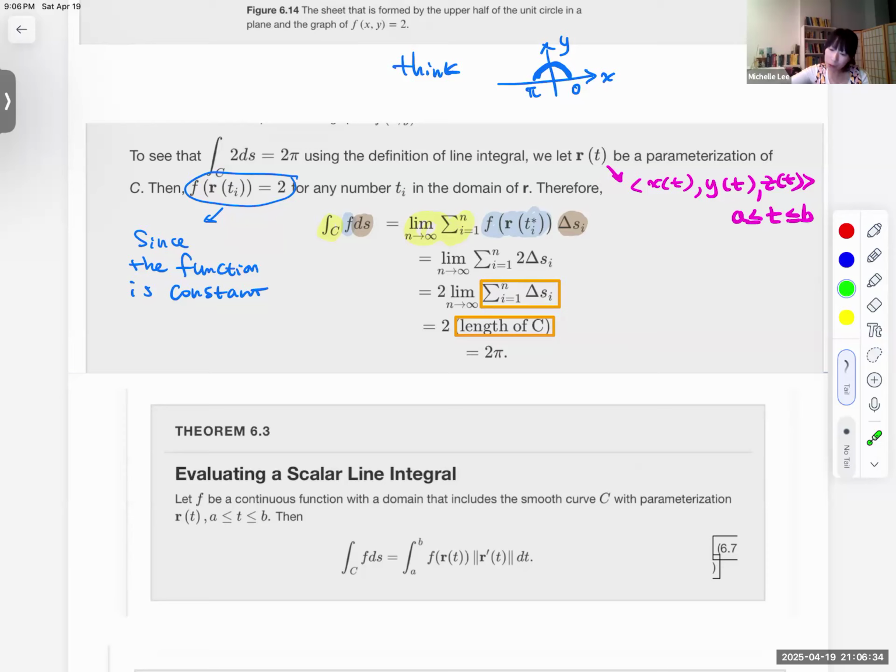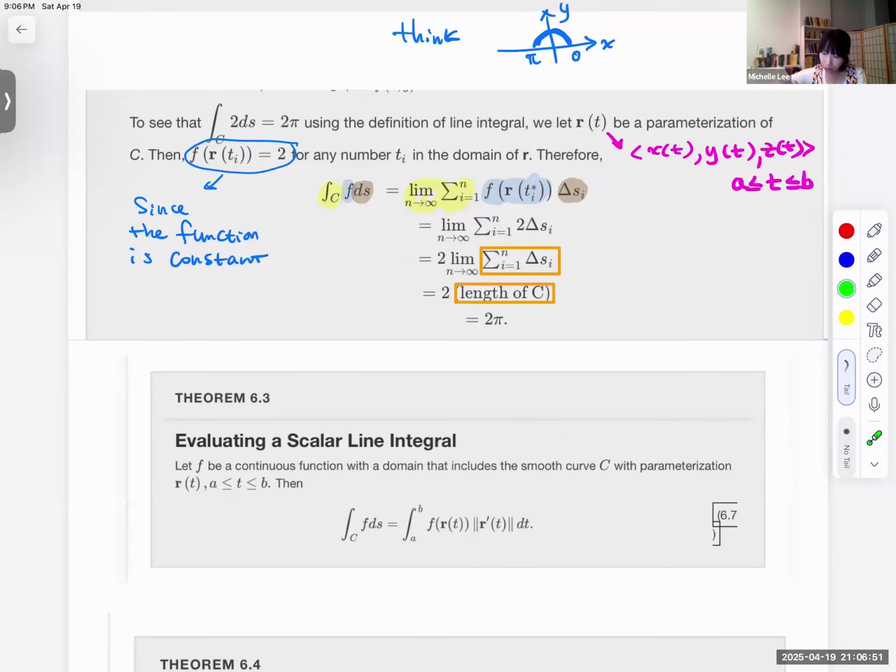Let's take a look at theorem 6.3. If we do a Riemann sum, it's always very difficult and a lot of work. So we make life easier by just using a formula. How do you do it? If we have a line integral, then we use from a to b. Then, like the earlier question, we make a parameterization.